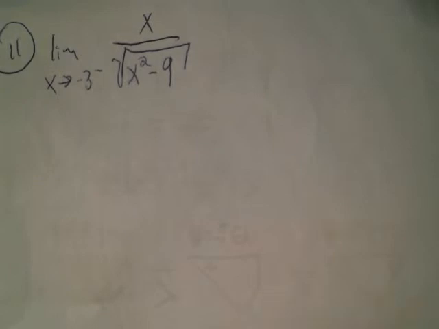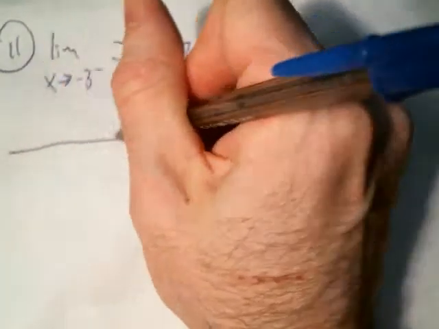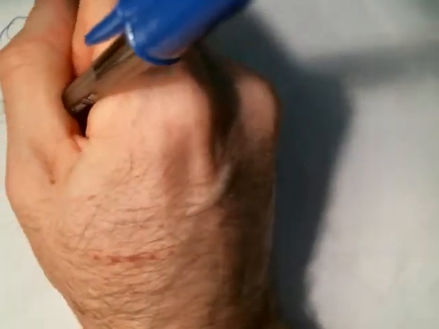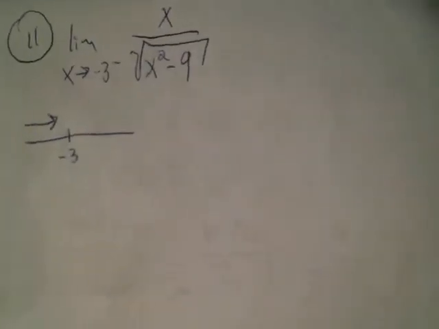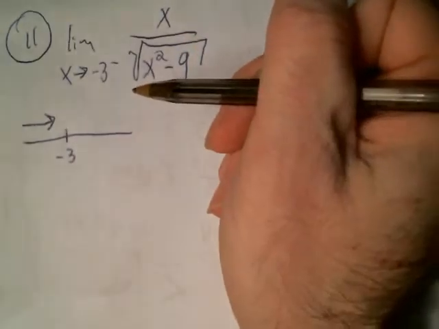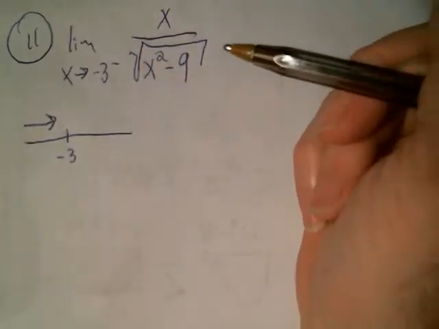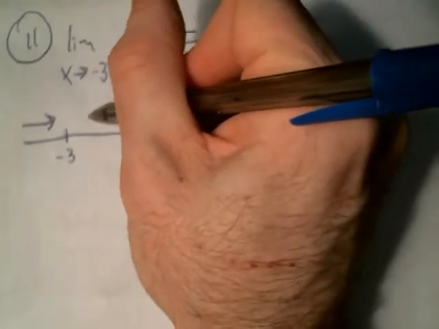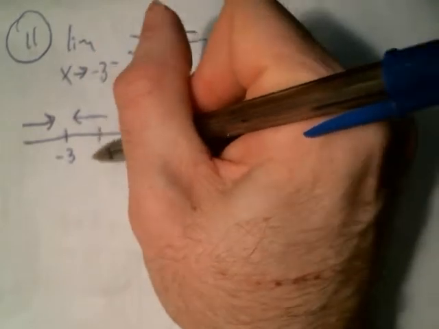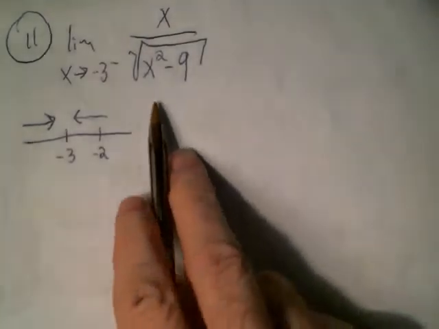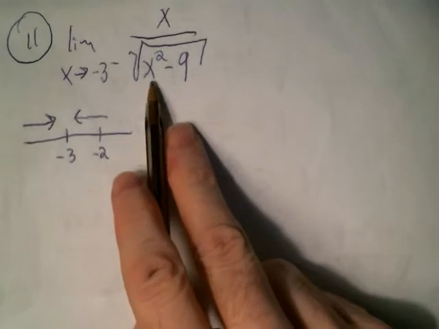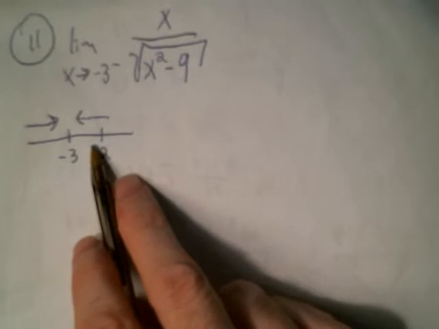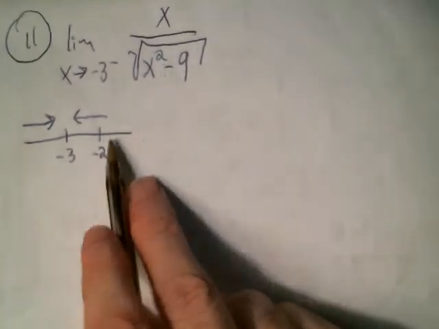Okay, so we're approaching -3 from the left. So on the number line, here's -3, and we're coming in from this direction. Note from the other direction, if I tried to move in, I'd be thinking of numbers like -2 in the approach. And if you put -2 into this radical, you'd have a huge issue. So there's no way you could take the limit from this direction because this expression would not be defined.